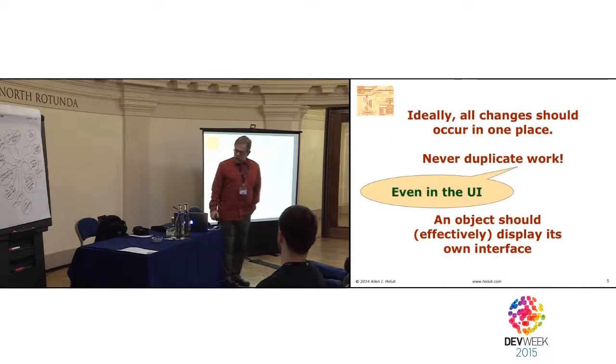The main issue here is that when you're maintaining code, you want to, as much as possible, guarantee that all changes occur in one place. Because from a maintenance point of view, if you change one thing, you've got to change 6 other things in 6 other different places. It's just too hard.